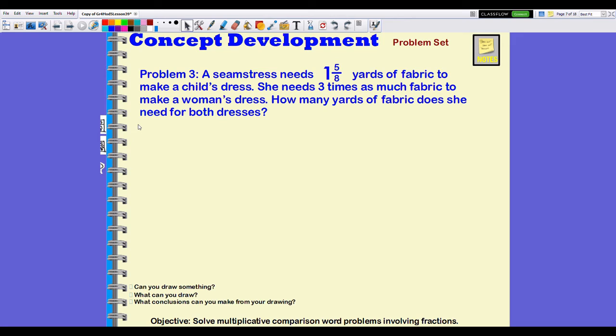Concept development problem 3. The seamstress needs 1 5/8 yards of fabric to make a child's dress. She needs 3 times as much fabric to make a woman's dress. How many yards of fabric does she need for both dresses? So this question is really asking us to find the total. So we know a child's dress takes 1 5/8 yards of fabric. And we know a woman's dress takes 3 times that. We need to know the total. How many yards of fabric do both dresses need?